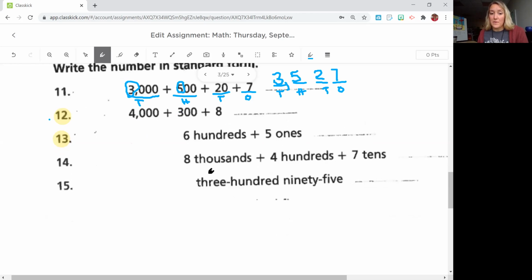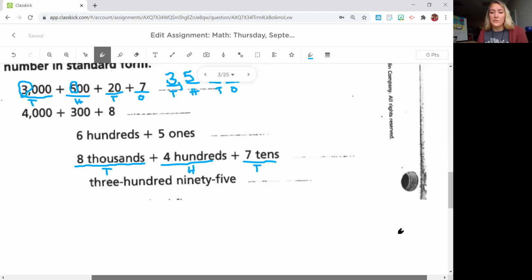You can do the same thing. We can underline, and I know this is the thousands place because it says the word thousands. This is the hundreds place, and this is the tens place. Okay, then I need to write out all my place values for my standard form. There are always 4 for this assignment because we'll go to the thousands, hundreds, tens, and ones.